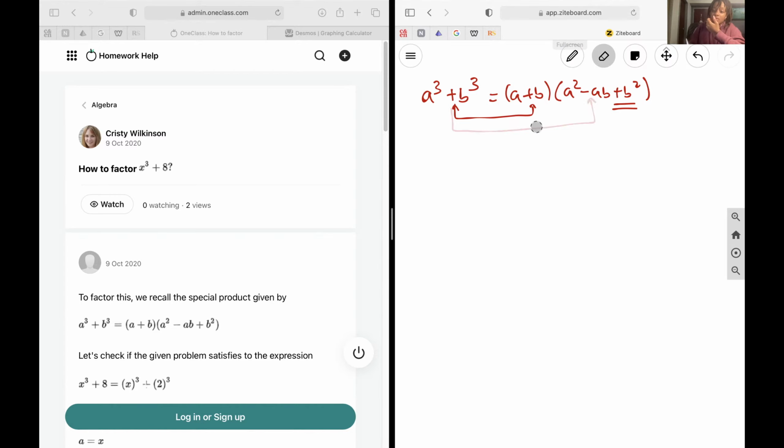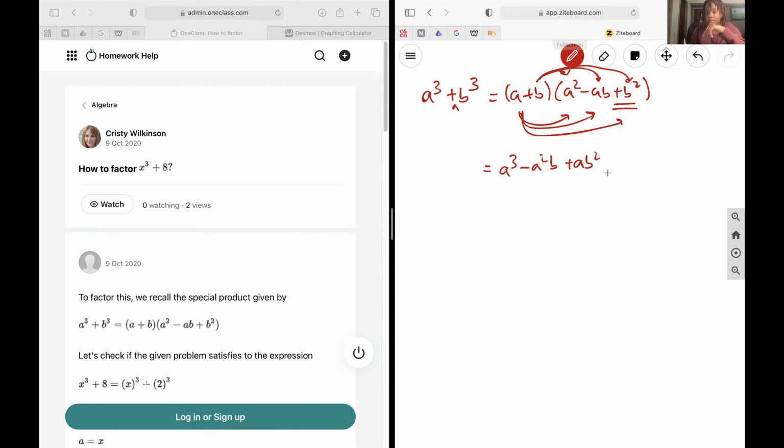So let's just expand to show you that it's true. You expand this out, use FOIL. So you should get a cubed plus b cubed. This will become a cubed minus a squared b plus ab squared. Now do the b part, plus a squared b minus ab squared plus b cubed.